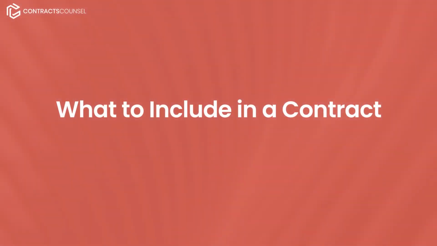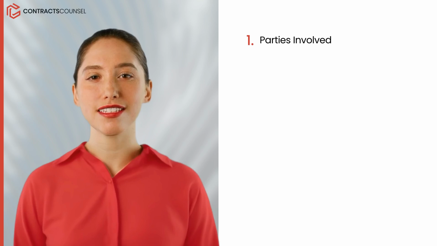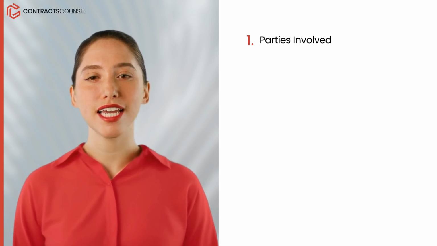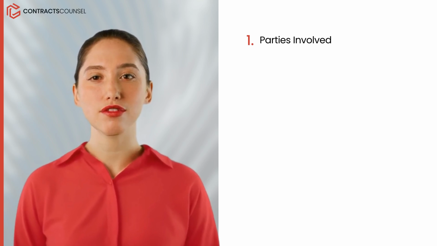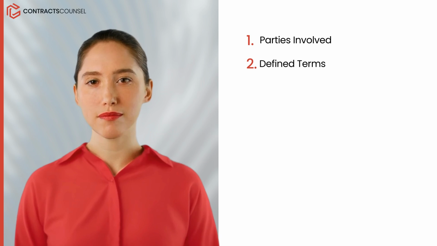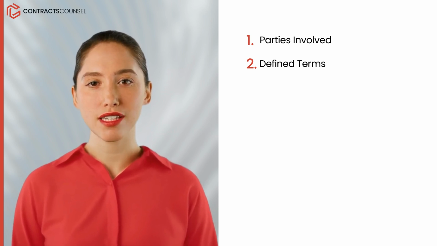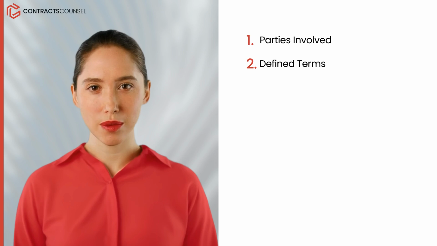What to include in a contract? There are common terms used in contracts. Here are some you will find. 1. Parties involved. This clause identifies the parties entering into the agreement and should use their full details and legal names. 2. Define terms. You will often see a section that defines terms used throughout the contract. The purpose is to make sure parties clearly understand what the terms mean.